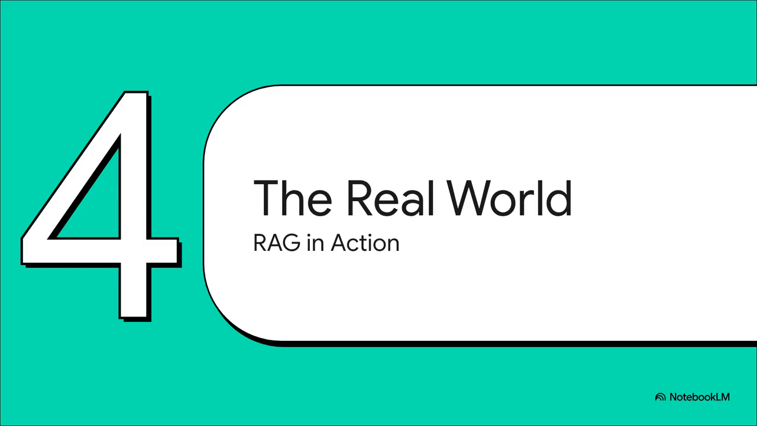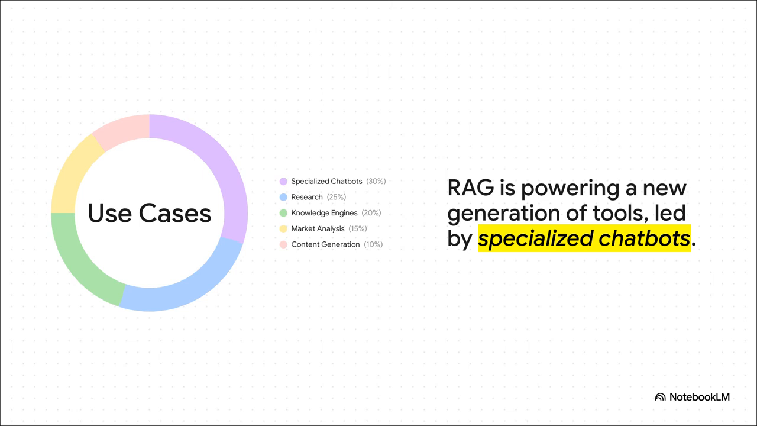And this isn't just some theory on a whiteboard. RAG is out there in the wild right now solving real business problems. In fact, you've probably interacted with it and didn't even know it. It's powering a whole new wave of tools. And it's really no surprise that the biggest use case right now is specialized chatbots. I mean, it makes sense, right? They're the perfect example of something that absolutely needs specific, current information to be useful. But RAG is also the engine behind some seriously sophisticated research platforms, internal knowledge bases for companies, and even tools for doing market analysis on the fly.